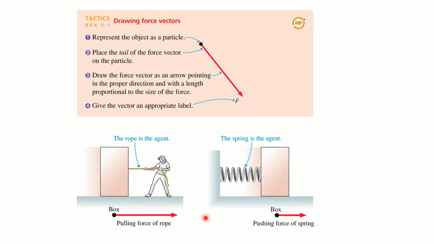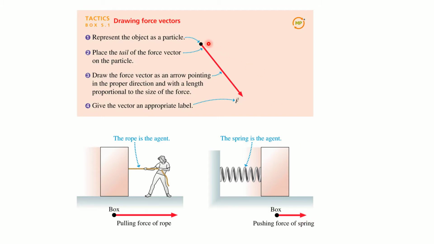So if I'm pulling really hard, I have a large arrow. If I'm pulling softer, I have a smaller arrow. And the direction is obviously the direction it's pointing. If it was a spring force pushing that box in that direction, it would look very similar, right? I have my particle model, just draw my dot for my box, and I have my arrow in the direction of that force.